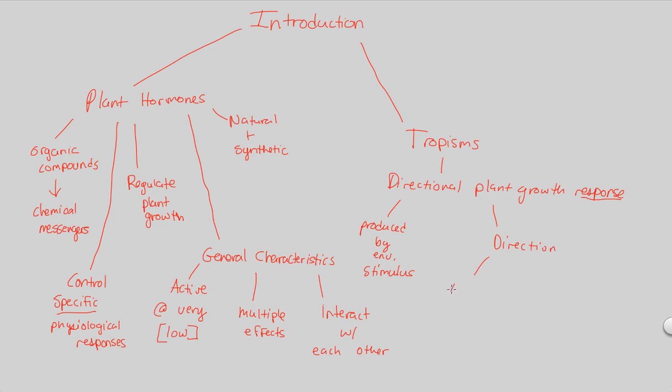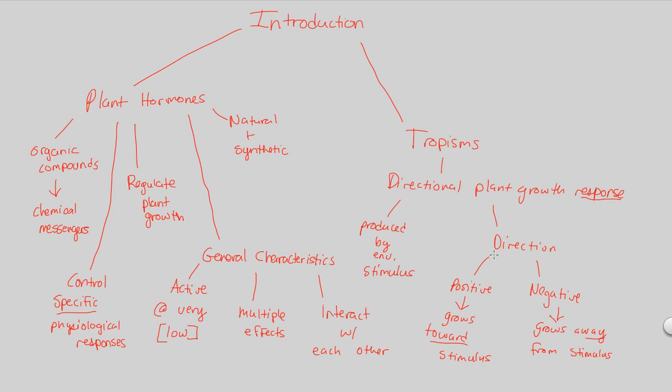That response can either be positive, and that would mean that this growing would be toward the stimulus. So the plant grows toward the stimulus, or this directional growth response can be the opposite, which would of course be negative. And if we know that this would be growing toward the stimulus if we're in a positive directional plant growth response, the negative would be growing away from the stimulus. Grows away from the stimulus. And let's go back to the root word, tropos, right? Tropos means turning. Basically, you're either turning towards the stimulus or turning away from the stimulus. And that's what's happening based off of this tropisms idea.